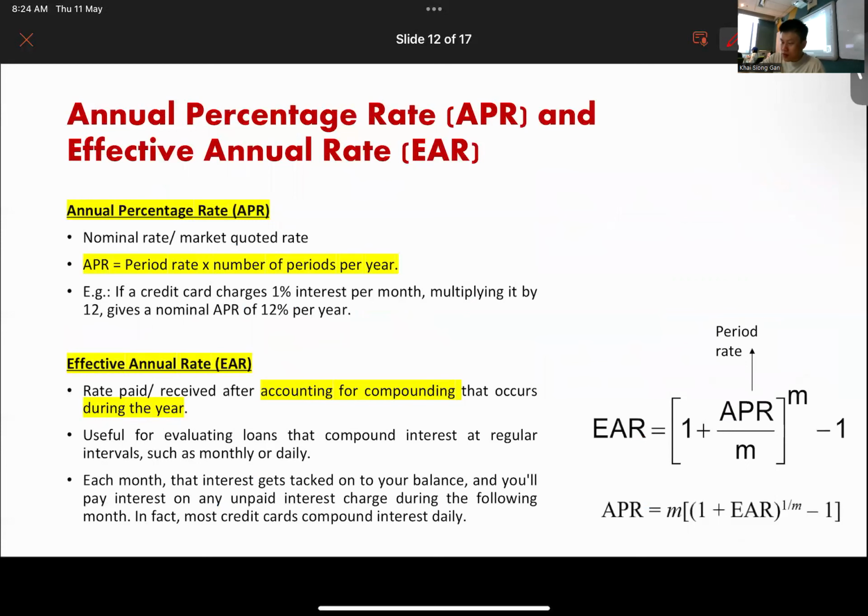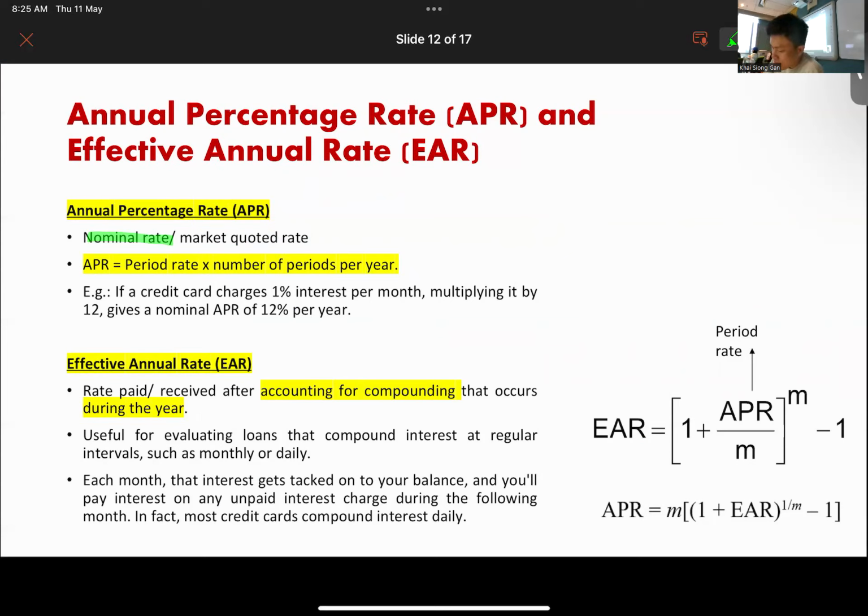Now we come to the important parts on APR and EAR. Let's have a look at APR first. APR means annual percentage rate. In layman's terms, I can call it the nominal rate, or the rate that's quoted in the market, the quoted rate. When you borrow loans from the banks, usually the rate of the loan that's quoted on your contract itself is this nominal rate, which is called APR.